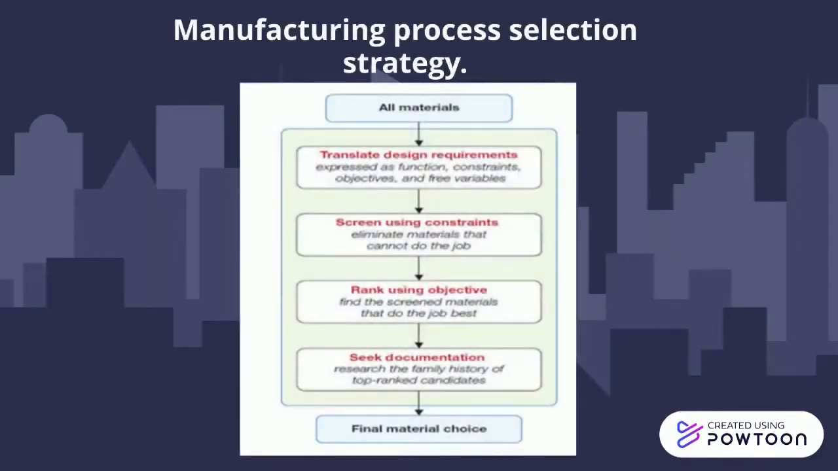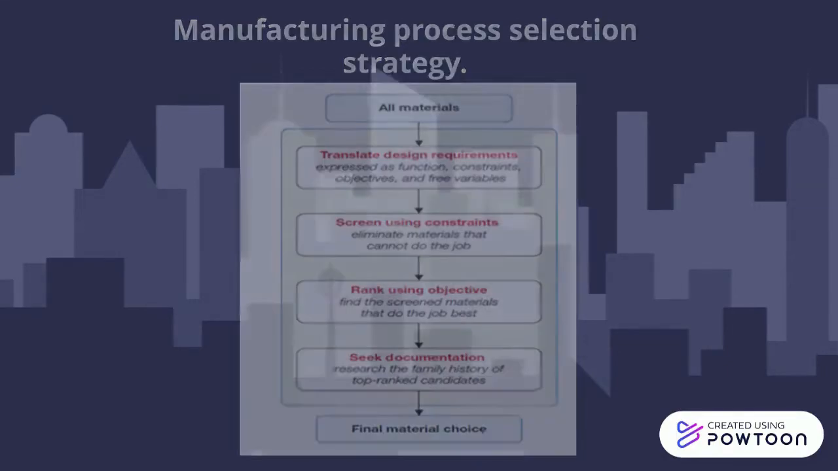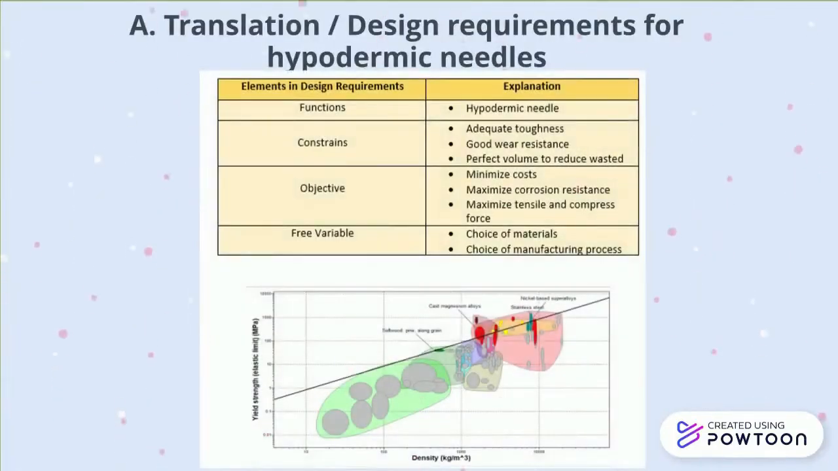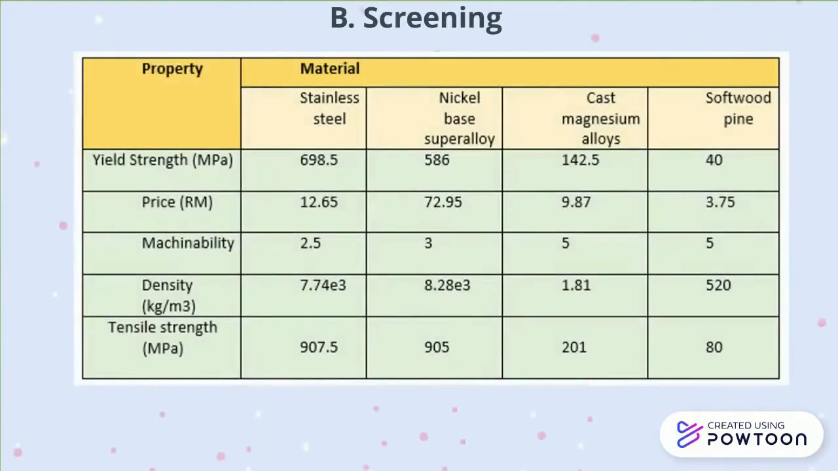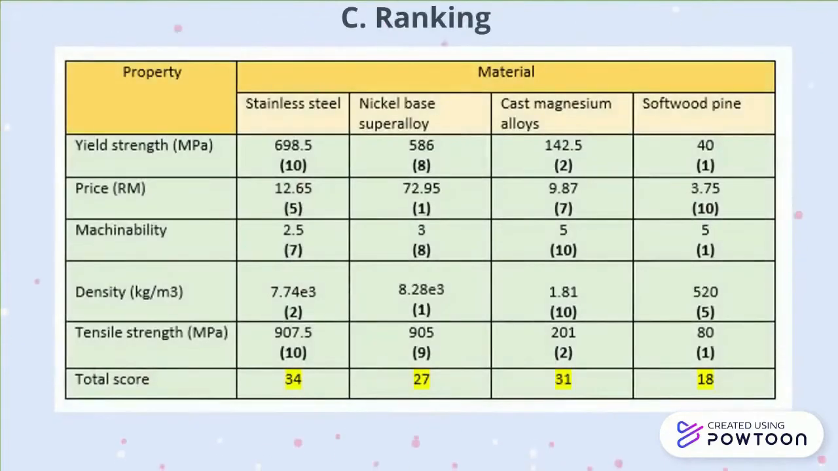Manufacturing process selection strategy. The manufacturing process selection strategy is defined as the act of selecting the material best suited to meet the requirements of a certain application. A. Translation design requirements for hypodermic needles. Aim: examining the design requirements to identify the constraints that they impose on material choice. B. Screening. Aim: the immensely wide choice is narrowed, first, by screening out the materials that cannot meet the constraints. C. Ranking. Aim: further narrowing is achieved by ranking the candidates by their ability to maximize performance.